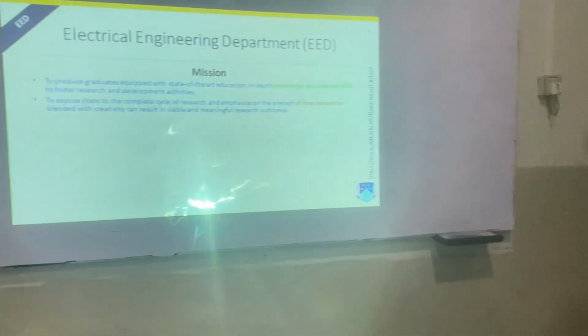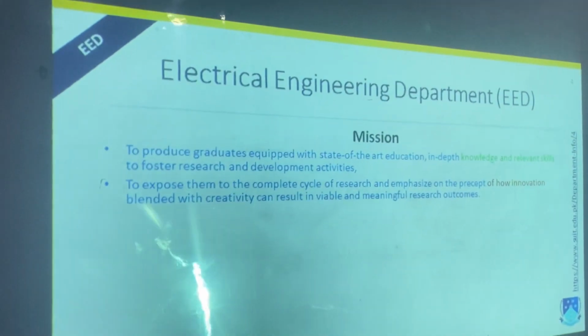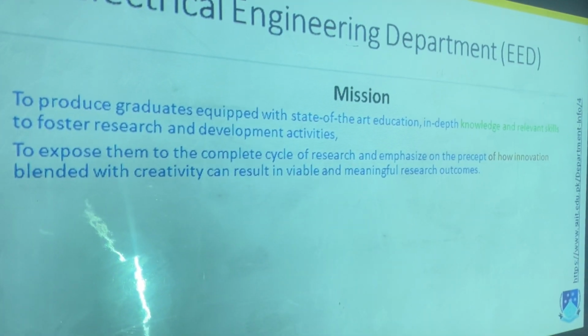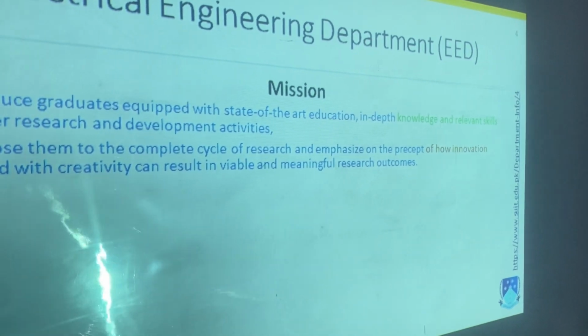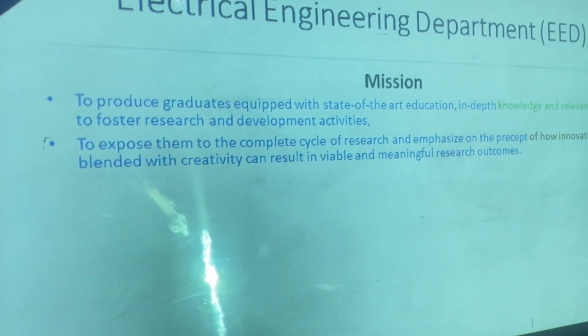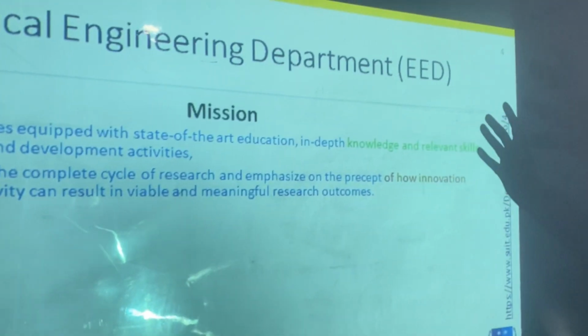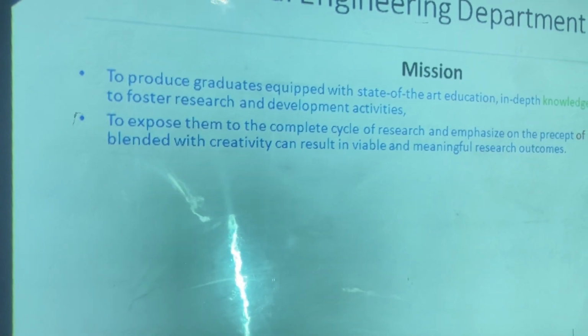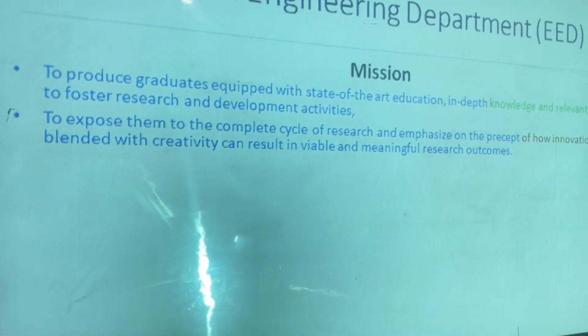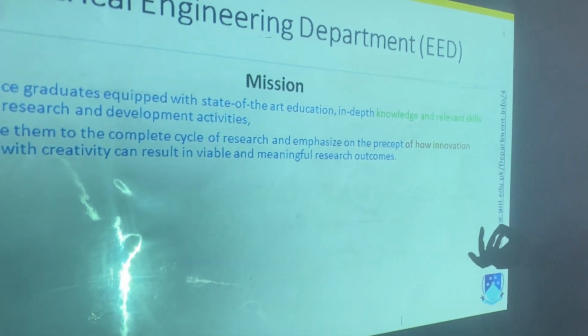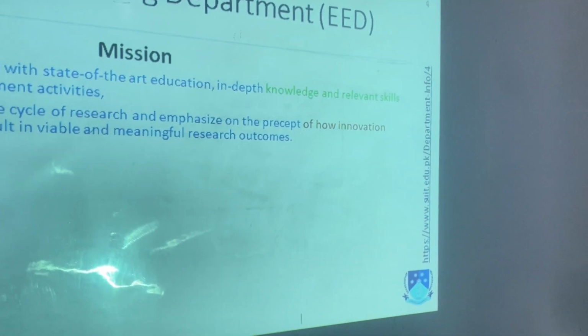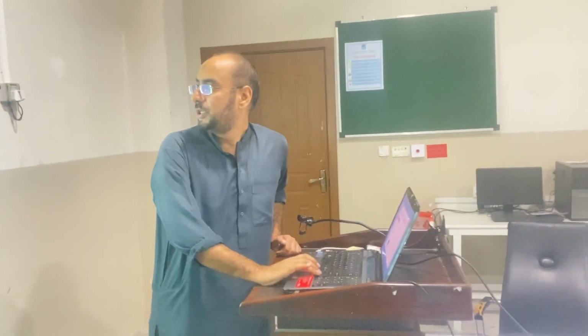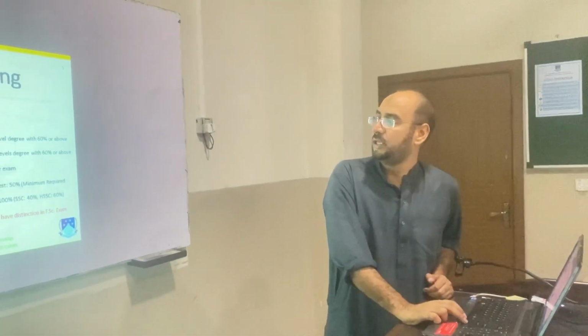So the mission of our university is to produce graduates equipped with state-of-the-art education, in-depth knowledge, and relevant skills to foster research and development. You should know that everything, like relevant skills, development activities, fostering research, and emphasizing innovation and creativity, is encompassed by the vision and mission. So BE Electrical Engineering, we are going to do in 4 years.